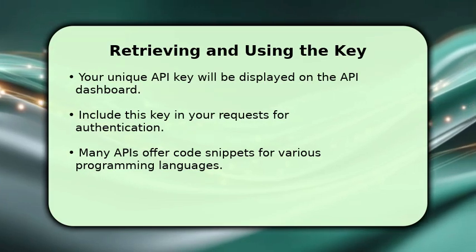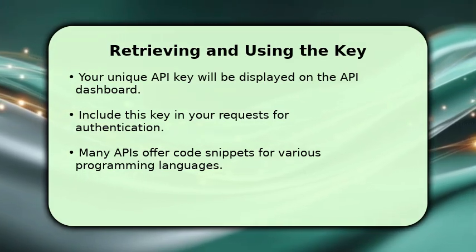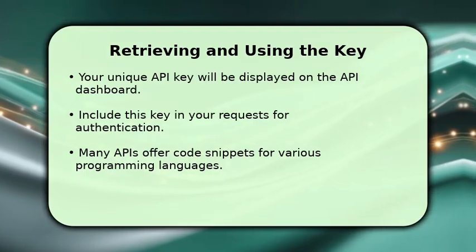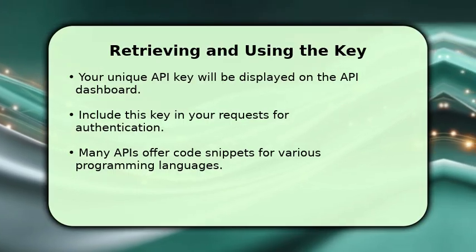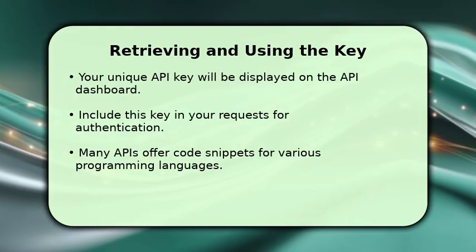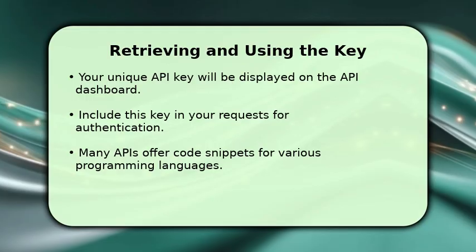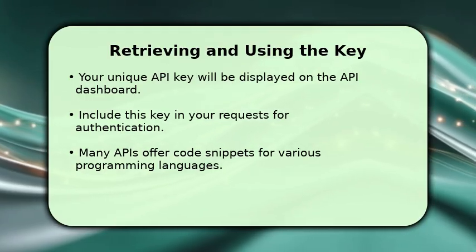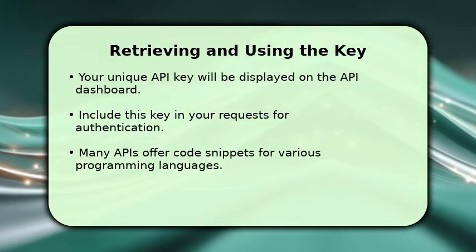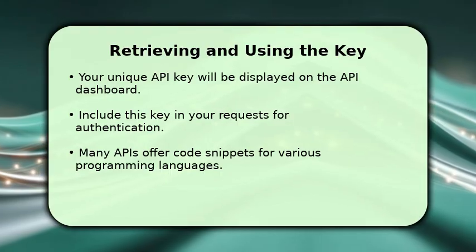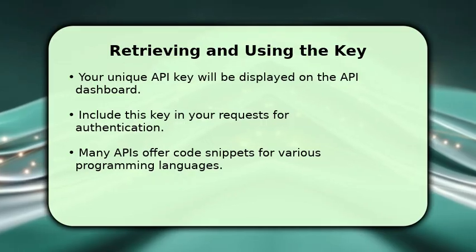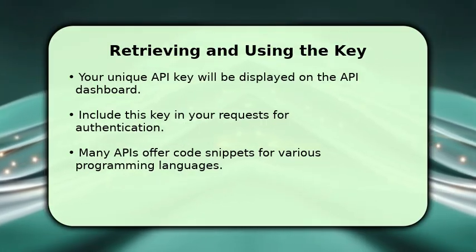After subscribing to an API on Rapid API, your unique API key will be prominently displayed on the API's dashboard. This key is essential for authenticating your requests. When making calls to the API, you must include this key in your request headers. Rapid API typically provides convenient code snippets in many programming languages, such as Python or JavaScript, to help you quickly integrate the API into your application with your new key.